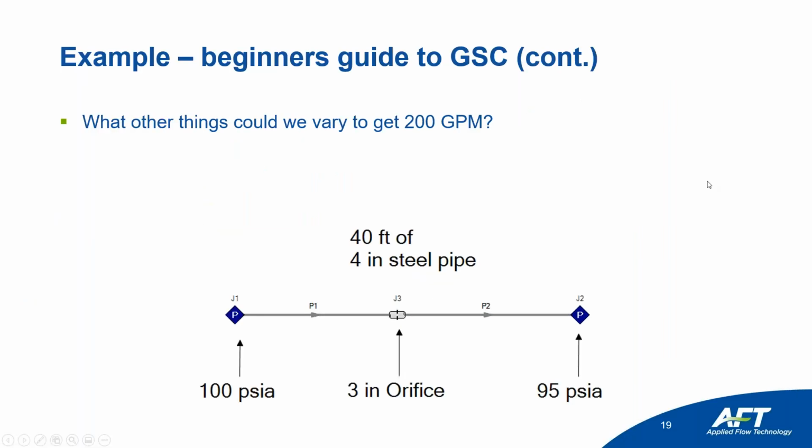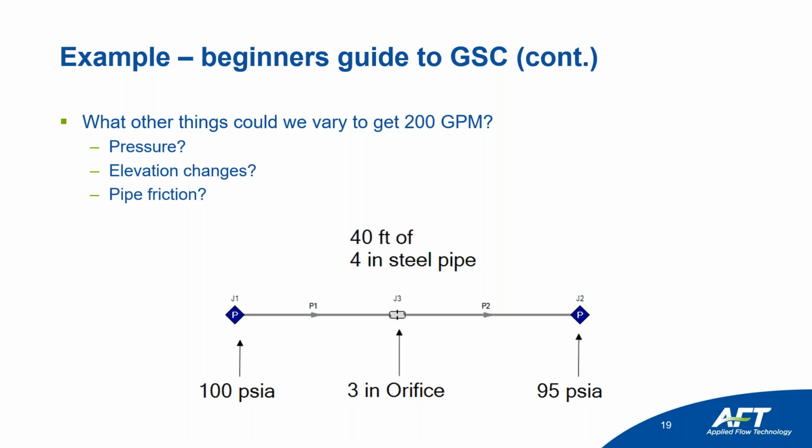So what other things could we vary to get 200 gallons per minute? Not just orifice size, right? Now we're getting into some hydraulic theory. I could vary my pressure, my driving force, right? If I change my driving force, I could also potentially get 200 gallons per minute. Elevation changes, very related to pressure, changing my grade line, right?